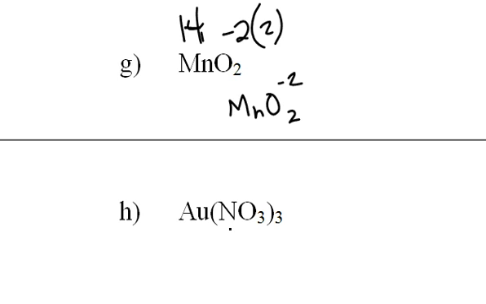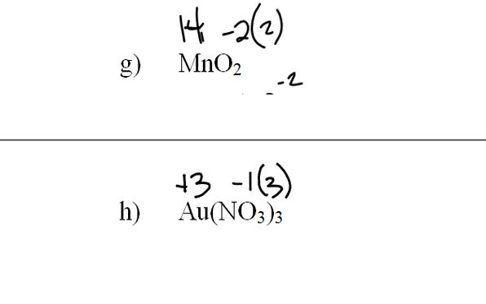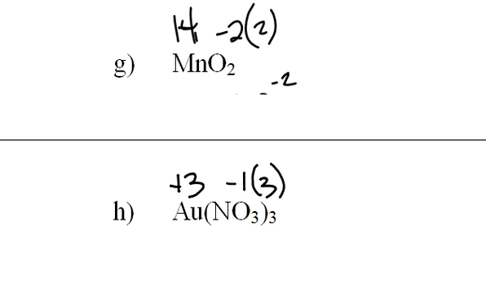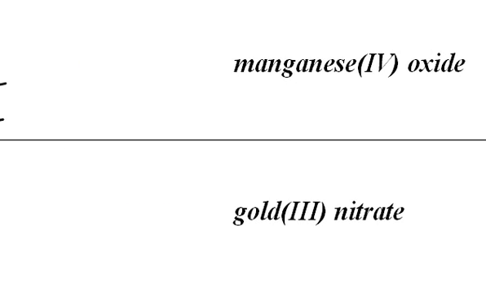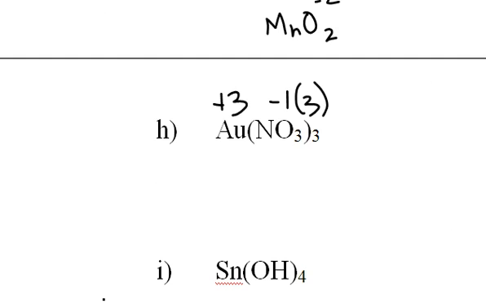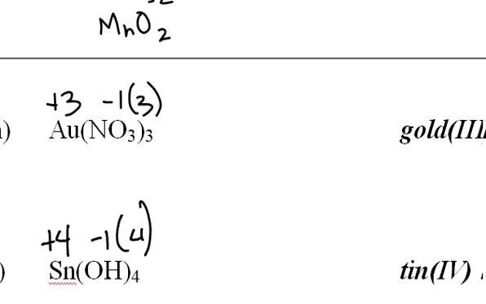AuNO3, again, make sure you know the difference between silver and gold. Nitrate has a -1 charge. We have 3 of those. Gold, in this case, has a +3 charge. So gold, Roman numeral 3, nitrate. Good. Again, we have tin, and we have hydroxide here, which has a -1 charge with 4 of those. So that means that the tin has a +4 charge. Tin, Roman numeral 4, hydroxide.